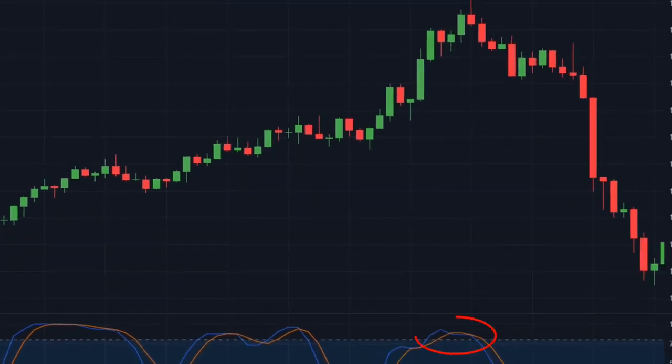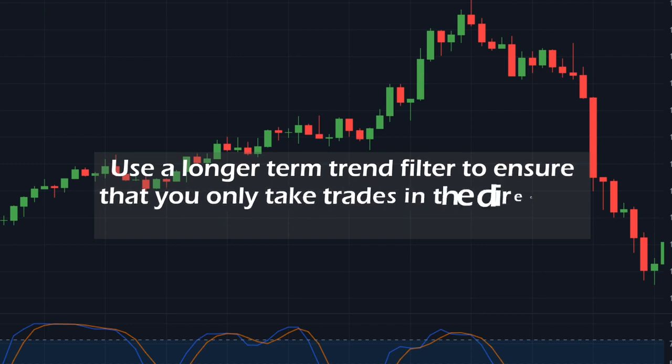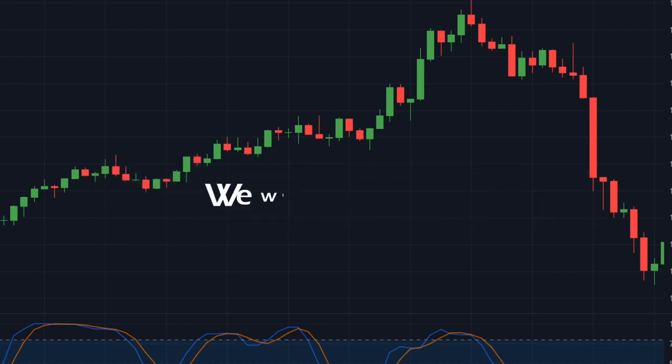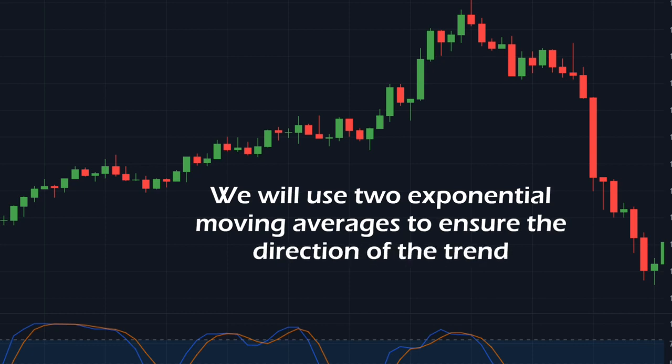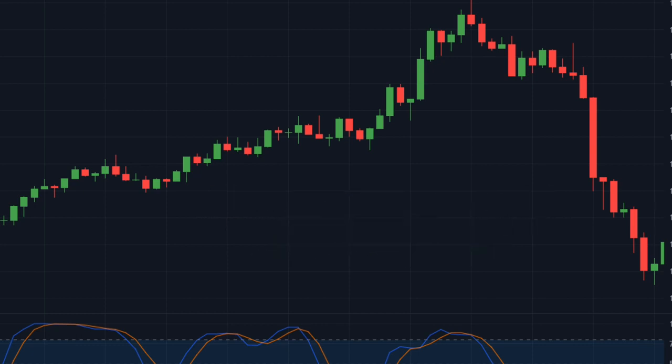Here, the StochRSI indicates a sell signal as it rises above the overbought level of 80 and then crosses it to the downside. If we had entered trades on this signal, we could have made a huge profit with the help of this indicator alone. Of course, one should use a longer-term trend filter to ensure that you only take trades in the direction of the trend. And in this strategy, we will use 2 exponential moving averages to ensure the direction of the trend.